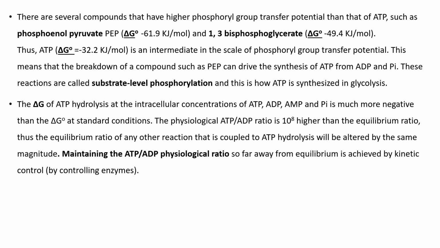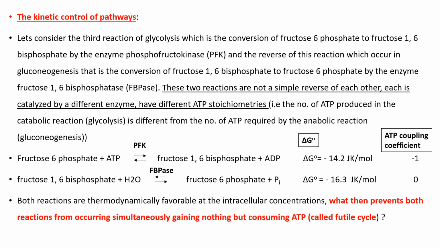The ΔG of ATP hydrolysis at the intracellular concentrations of ATP, ADP, AMP and phosphate is much more negative, as we said before, than the ΔG°' at standard conditions. Thus, maintaining the ATP and ADP physiological ratio so far from equilibrium is very important, and this is achieved by kinetic control, or by controlling the enzymes. The kinetic control of pathways.